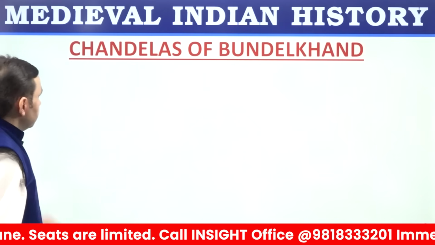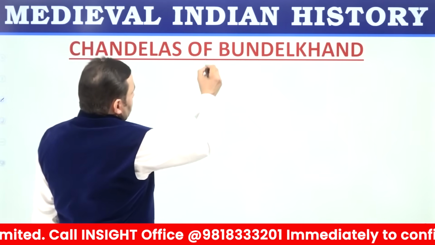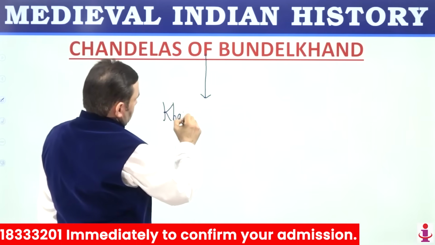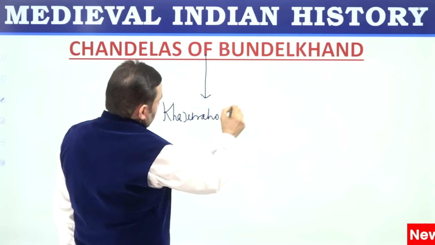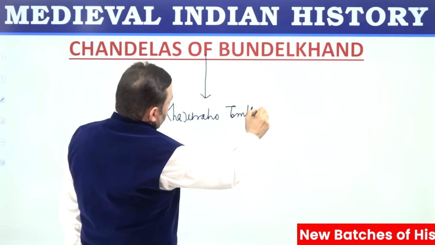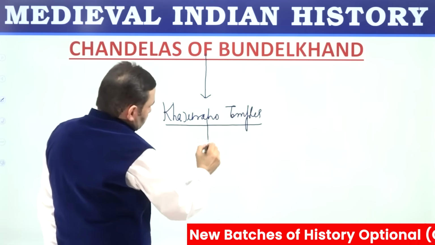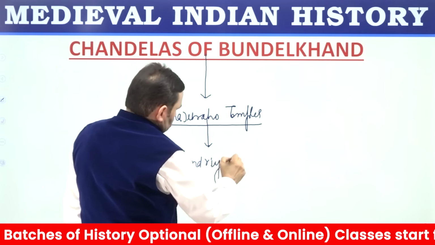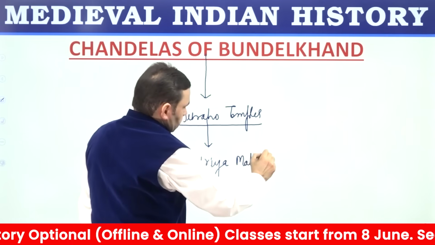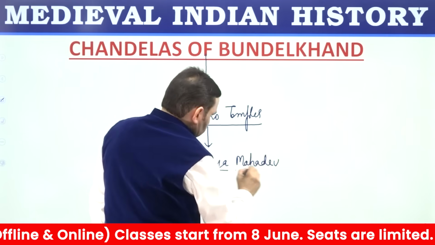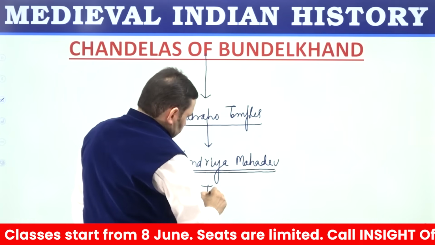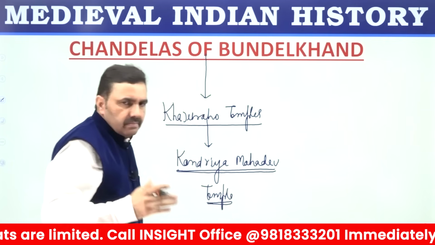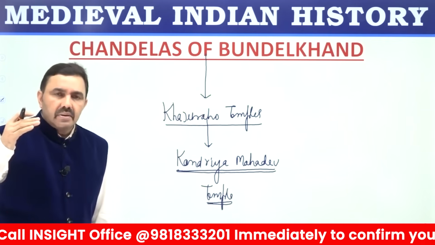Chandelas of Bundelkhand, they are famous for Khajuraho temples. And the most famous temple at Khajuraho is Kandriya Mahadev temple. We have seen in one of the previous classes that this Kandriya Mahadev temple is an example of Panchayatana temple. The main god here is God Shiva. Others are Parvati, Ganesh, Vishnu and Surya.